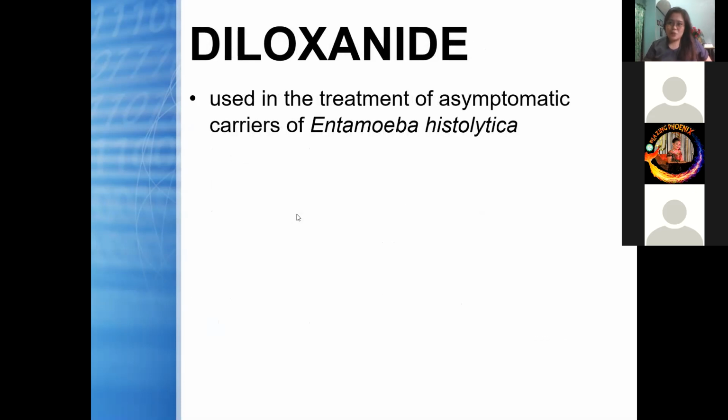Another one is diloxanide, which is used to treat asymptomatic carriers of Entamoeba histolytica. If you have amoebiasis, it can recur, and you can become a carrier. So the protozoa is in your body but doesn't cause symptoms, and you can still infect others even without symptoms. It's like COVID, where you have no symptoms but have the virus inside your body, so you can become a carrier. That is also true for Entamoeba histolytica. You have the protozoa inside but you don't have symptoms. So we use diloxanide.